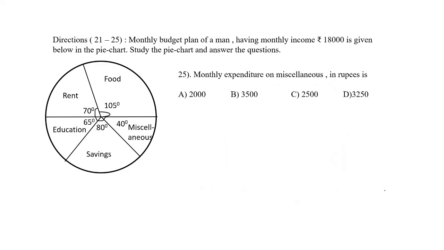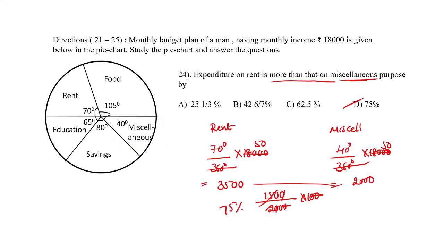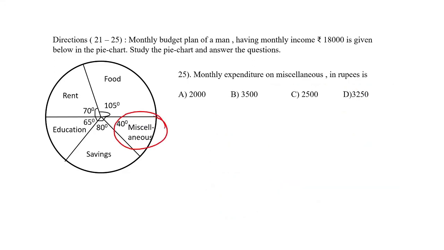Now see the 25th question, the last question in this video. Monthly expenditure on miscellaneous in rupees is. This was already explained in the previous question, that is the 24th question. What is the result? 2000 is the result.